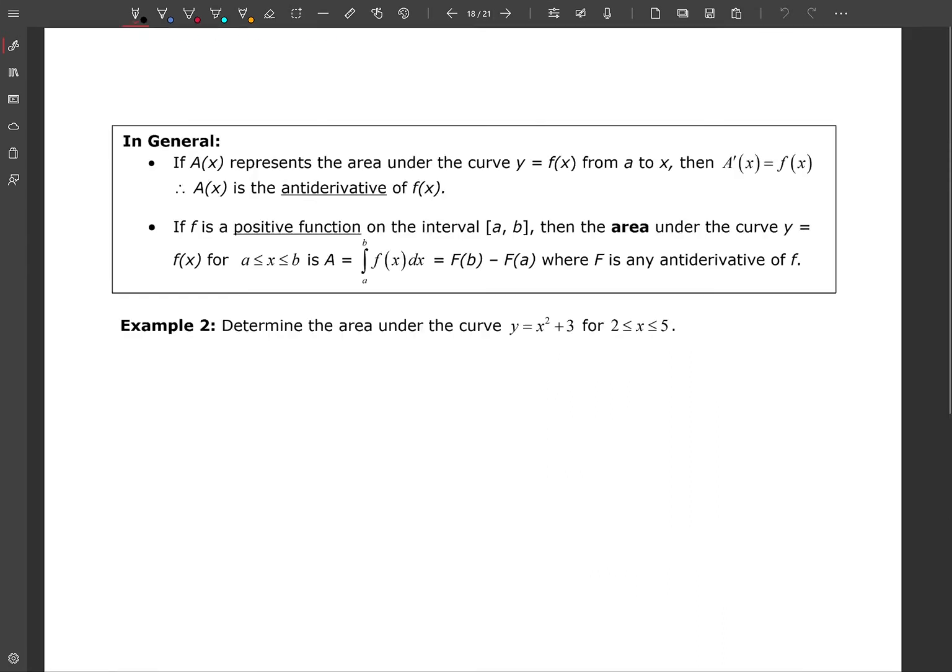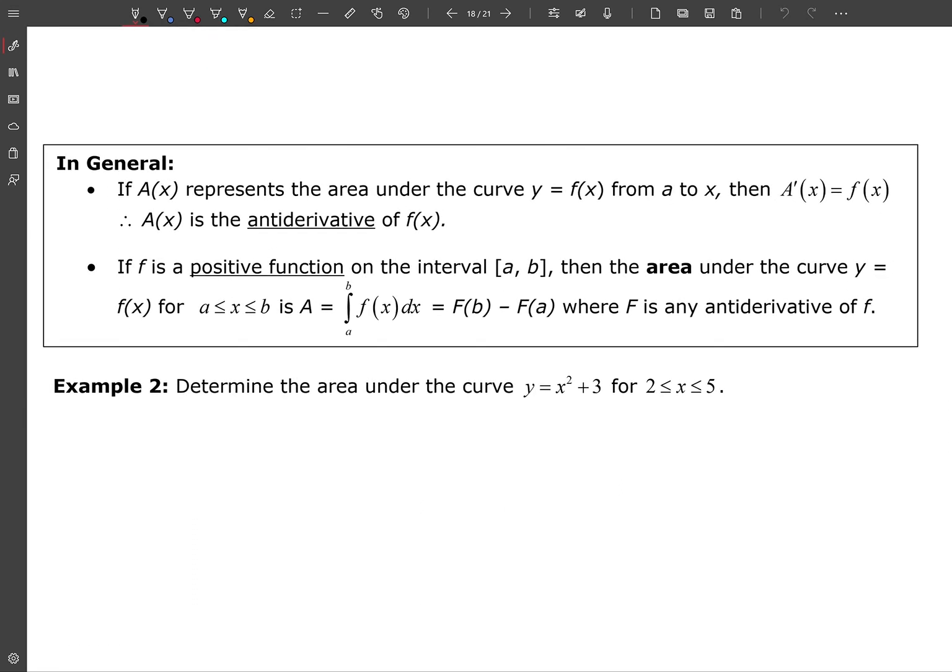So let's do an example. Well, first, I guess, just to be clear, if A of x represents the area under the curve y is equal to f of x from a to x, then A prime of x is equal to f of x. So it's just saying that, hey, we can go backwards. If we get the area and we take the derivative, it should give us our function. And therefore, A of x is the antiderivative of f of x.